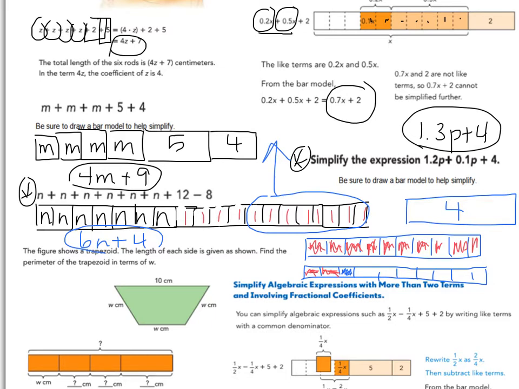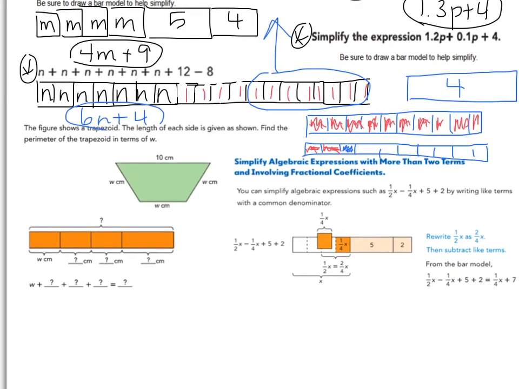And then over here we have 1.2p, so I drew one bar, since we're in tenths, of 10 tenths shaded in, and then I drew another bar and I had 2 tenths shaded in, so that gave me 1 whole and 2 tenths. I needed to add 1 more tenth to that, so that's the blue, so that gives me 1 and 3 tenths, and then I had a bar of 4 for wholes, so I have 1.3p plus 4.